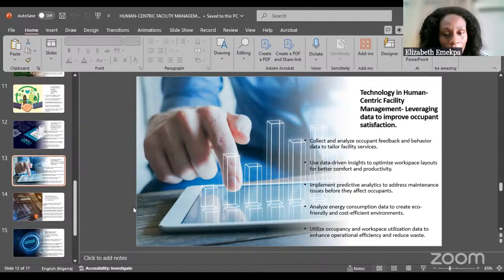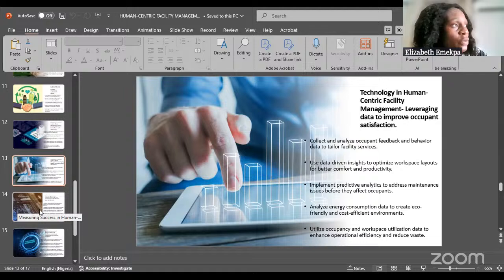Utilize occupant and workspace utilization data to enhance operational effectiveness and reduce waste. Their feedback, what they've said, what you've gathered, what you are doing, always use it for your operational effectiveness, which means improvement. If I'm going to use the simpler word, it means improvement. And then how do you use it to reduce waste? How do you use it to reduce energy? How do you use it to reduce cost? In everything, cost.